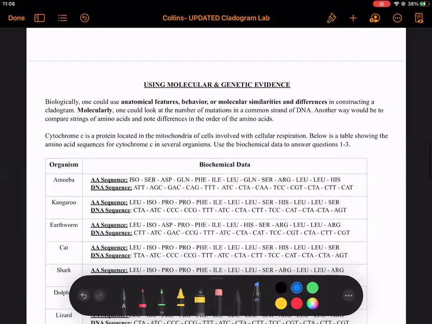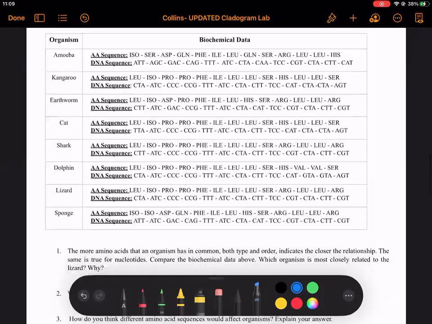Moving on, let's use some molecular and genetic evidence. So biologically, one could use anatomical features, behavior, or molecular similarities and differences in constructing a cladogram. When we're talking about molecular evidence, we're looking at the number of mutations in a common strand of DNA, or comparing strings of amino acids and noting differences in the order. So cytochrome C is a protein located in the mitochondria of cells involved with cellular respiration. And below, we're looking at a table that shows us the amino acid sequences for cytochrome C in several organisms. And we're going to use this data to answer some questions.